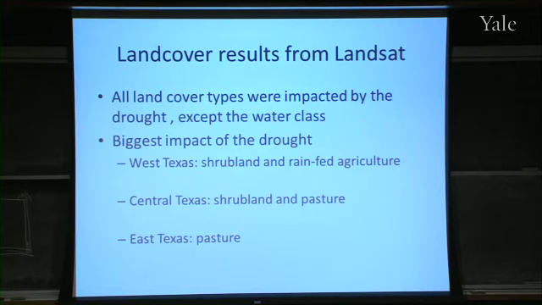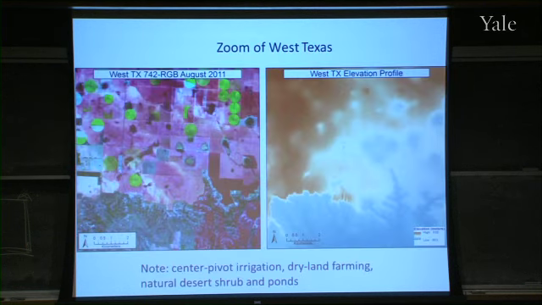So, summarizing those, all land cover types were impacted by the drought except the water class. Somewhat of a difference from zone to zone. In West Texas, shrubland and rain-fed agriculture had the biggest response. Central Texas, shrubland and pasture. East Texas, generally it was the pastures that responded most strongly. We're going to try to illustrate that now.